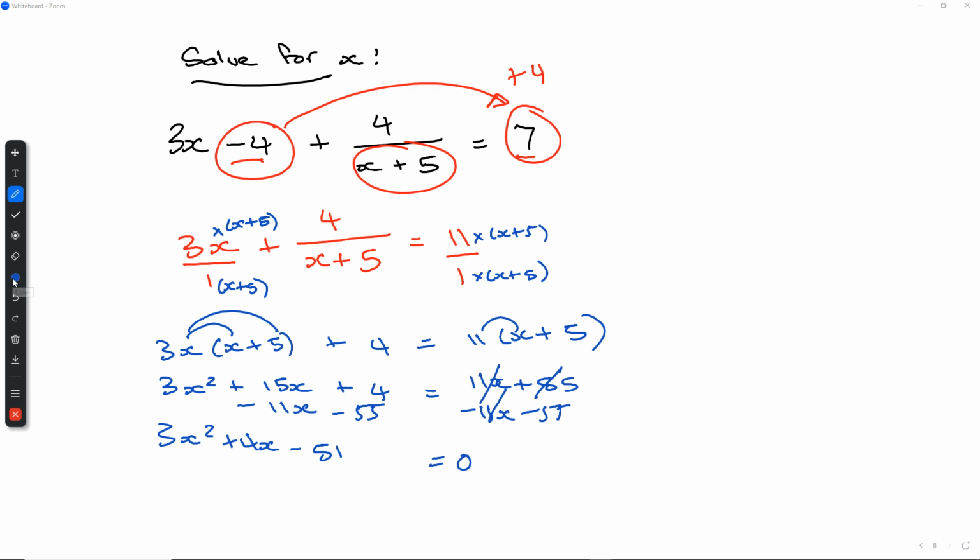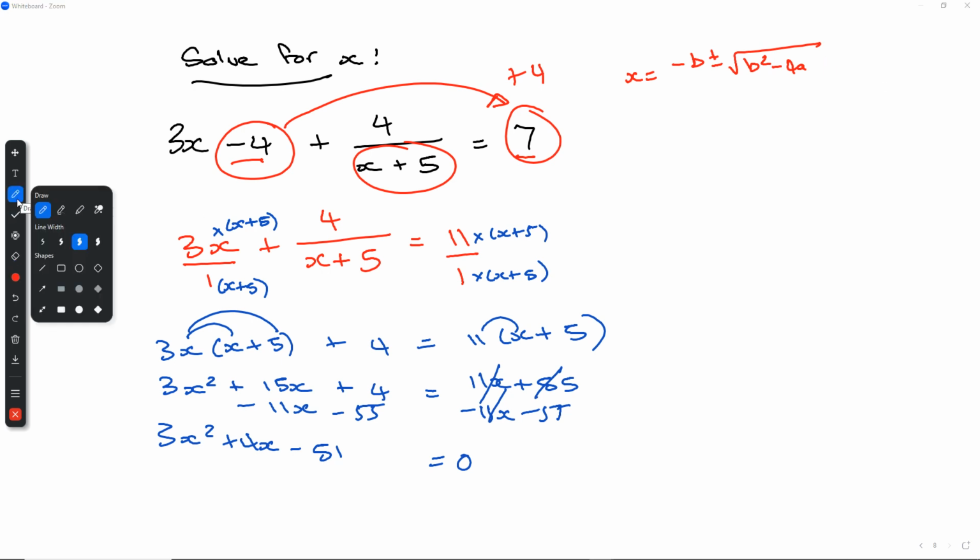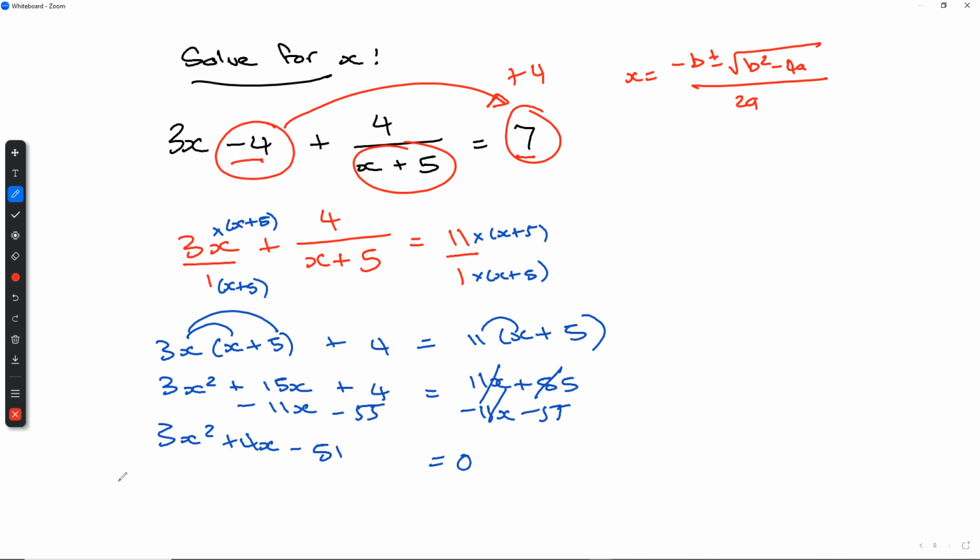Back to the quadratic formula. Using the quadratic formula, we know that x is equal to minus b plus or minus the square root of b squared minus 4ac, over 2a. And so carefully we can see a equals 3, b equals 4, and c equals negative 51.